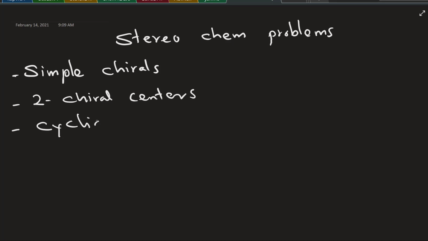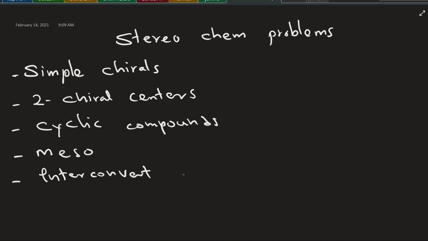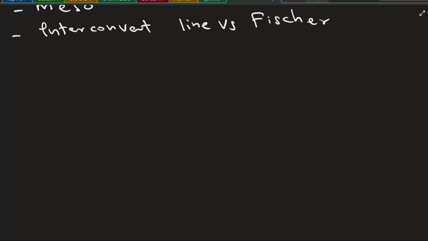Hi, we got a few stereochemistry problems. I selected a simple chiral compound, two chiral compounds, a cyclic compound, a meso compound, and an interconversion between line and Fischer. So the first one was R-2-butanol.